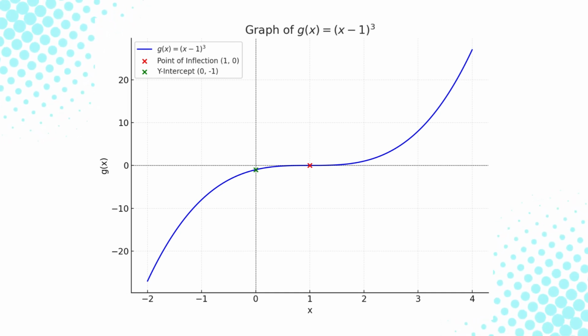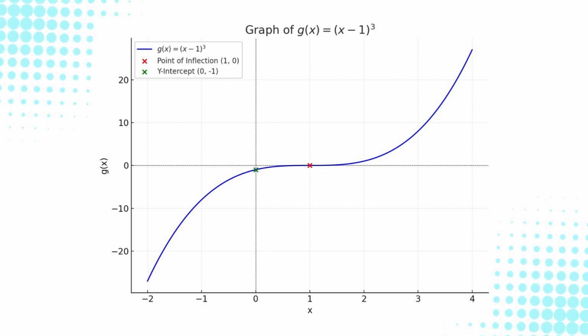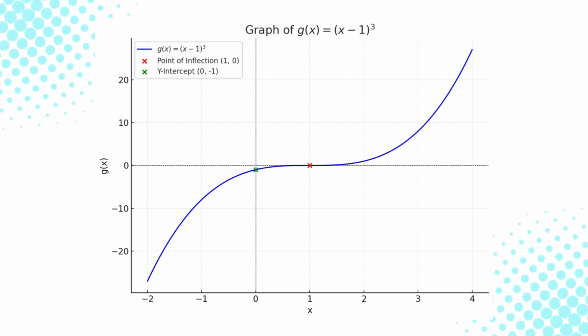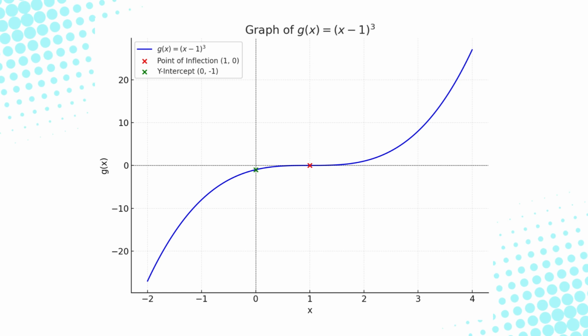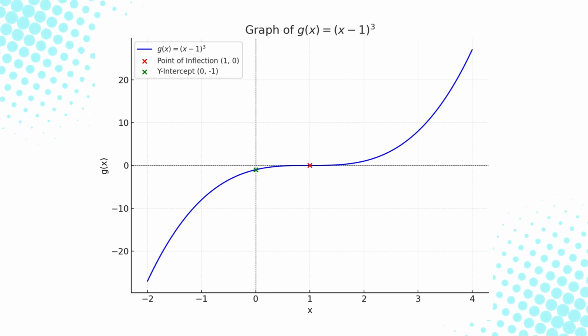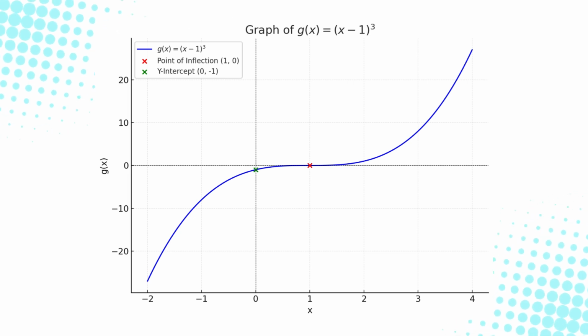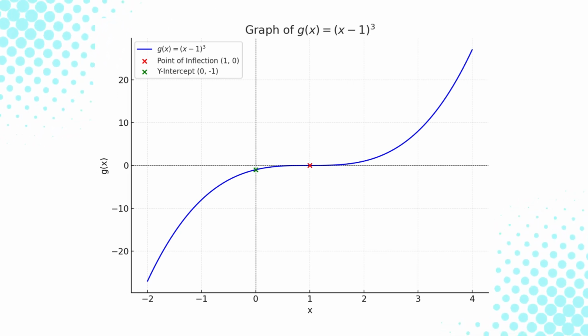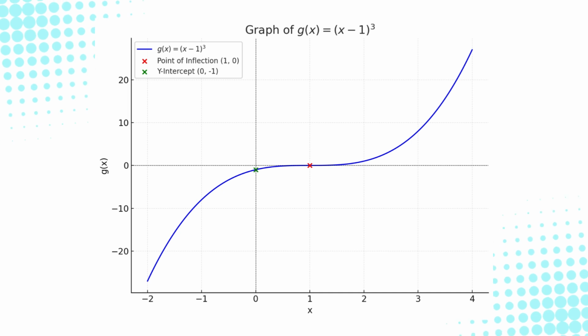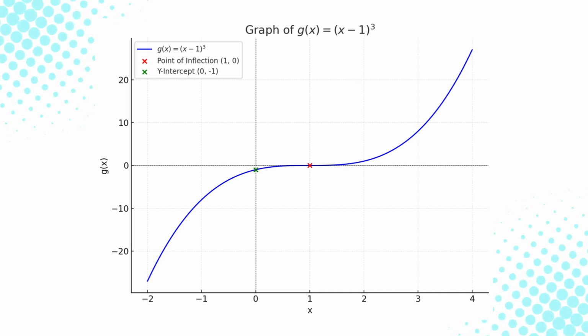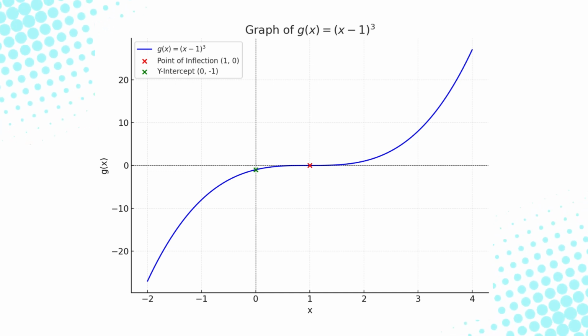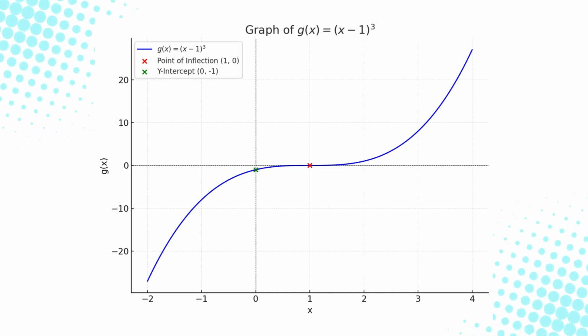For x less than 1, the graph decreases and curves downward. As for x greater than 1, the graph increases and curves upward. At x equals 1, the graph transitions smoothly from decreasing to increasing without sharp turns.